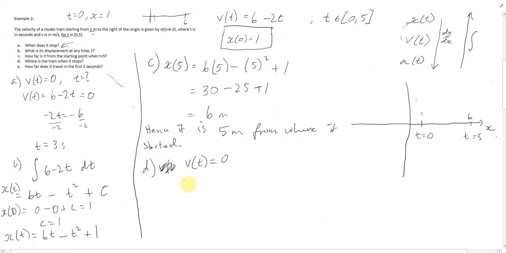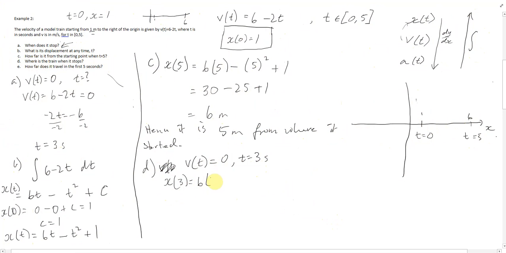So it stops at t equals 3 seconds. And our question's asking, where is the train when it stops? So that is talking about displacement at time 3. Okay, so there we go. Displacement at time 3. So plug 3 into our equation.